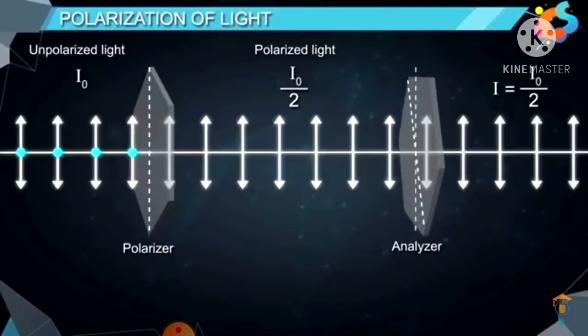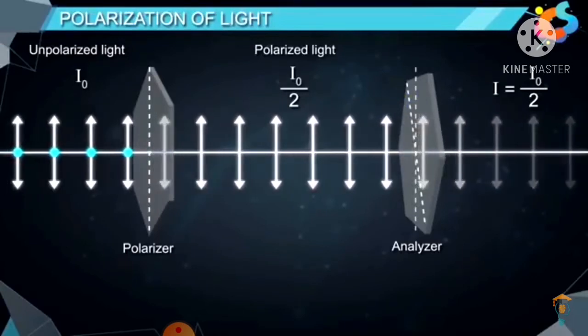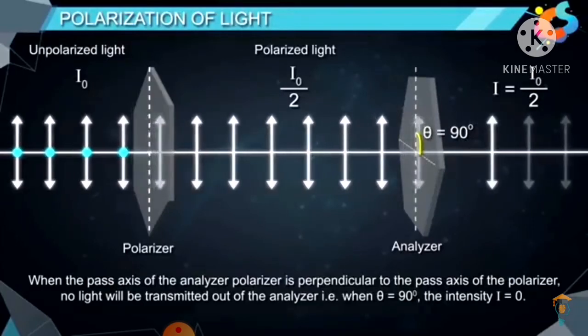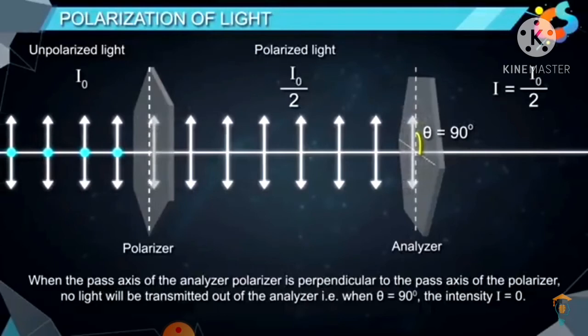If the analyzer is rotated by an angle theta, then the intensity of the emergent light decreases. When the pass axis of the analyzer is perpendicular to the pass axis of the polarizer, then no light will be transmitted out of the analyzer. That is, when theta is equal to 90 degree, then the emergent intensity I is equal to 0.